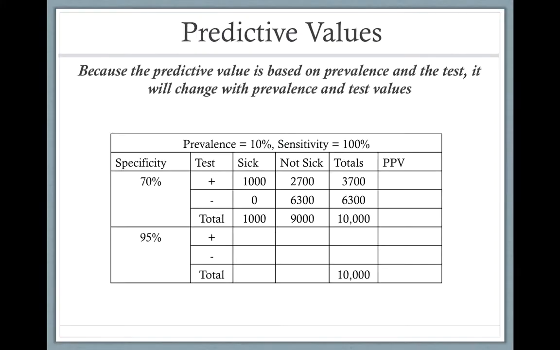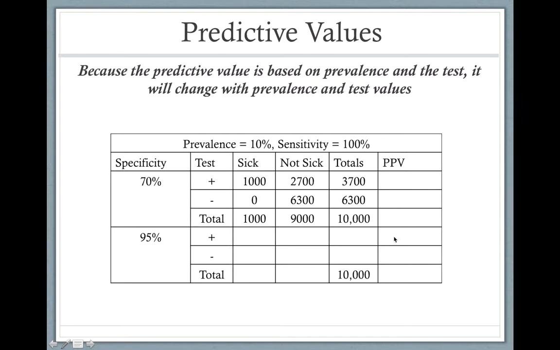I went ahead and filled in the rest of the table. You can do the same for the bottom one, and it's also on page 105 of your book if you are having trouble filling the rest in. The positive predictive value for the specificity of 70% is the number of people that tested positive, the percentage of those that are actually sick. So it's 1,000 over 3,700, which is about 27%.